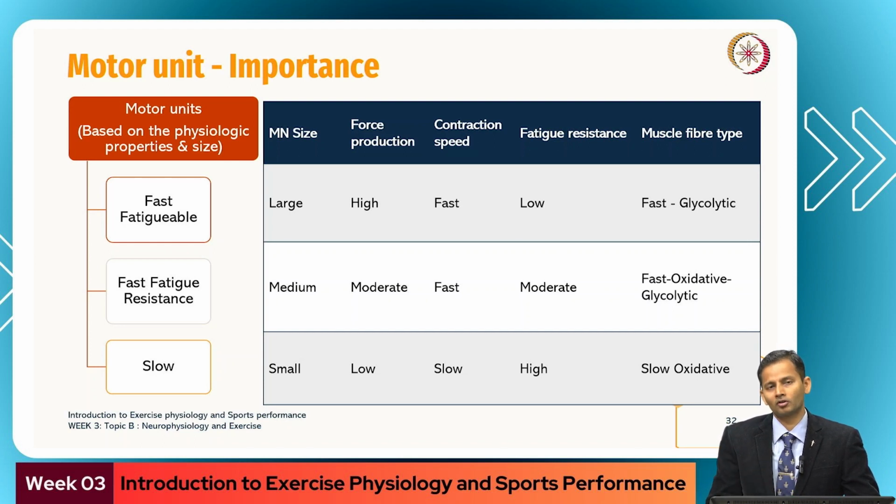Whereas, let's focus on the slow type of motor units. These are generally small, so the transmission speed is slower, and they have a high resistance to fatigue. That is the reason they are involved in long-duration endurance activities, and they predominantly use oxidative metabolism, so the slow oxidative muscle fibers are innervated by the slow motor units. That's how these size and physiological properties apply in the training of these particular types of muscle fibers for the relevant activities.